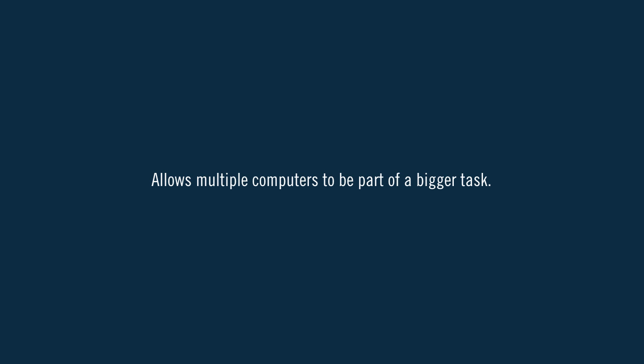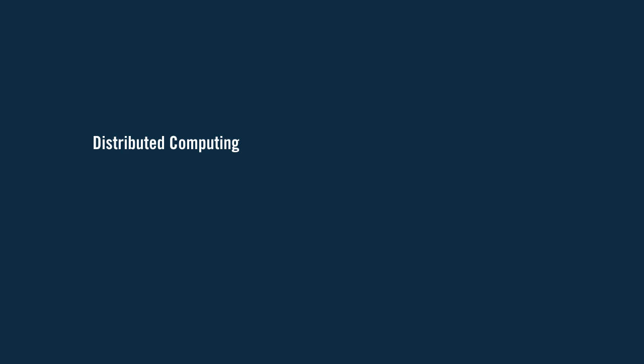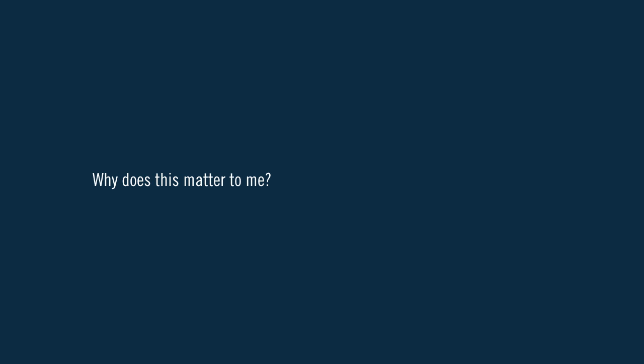That's all possible because they're linked via the cloud. But what's even more interesting is that it allows multiple computers to be part of a bigger task for a single device, which means your BlackBerry, which maybe doesn't even have enough power to run a video game, has access to all these computers via the cloud. So, distributed computing achieves things that are not possible alone by one computer. It gives power to the little guys, like BlackBerries, cell phones, iPhones, these little devices that don't have nearly as much processing power as a computer, but now have access to it because of the cloud.